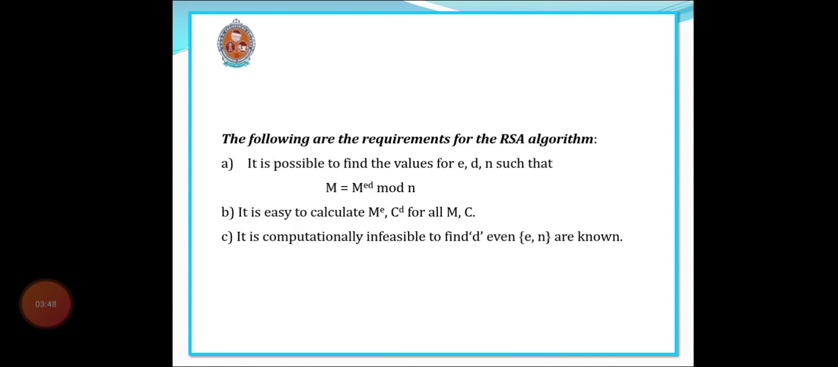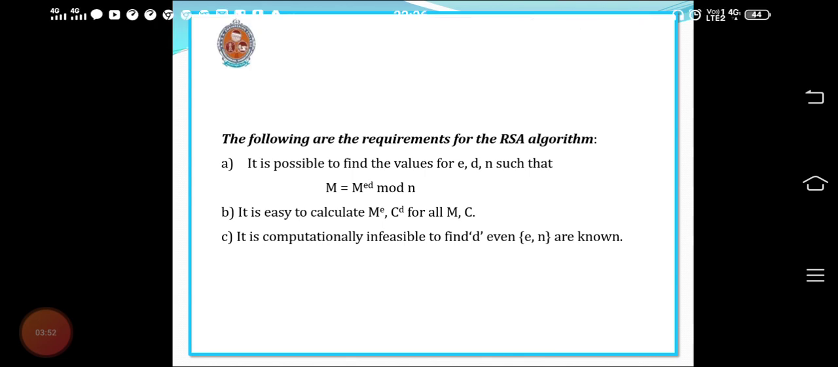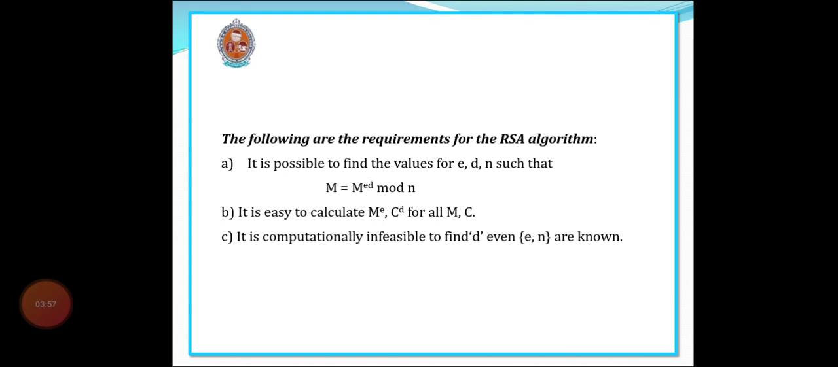The following are the requirements of the RSA algorithm. It is possible to find the values of e, d, n such that m equals m power ed mod n, and it is easy to calculate m power e and c power d for all m and c. It is computationally infeasible to find d even if e comma n are known. These are the requirements of the RSA algorithm.